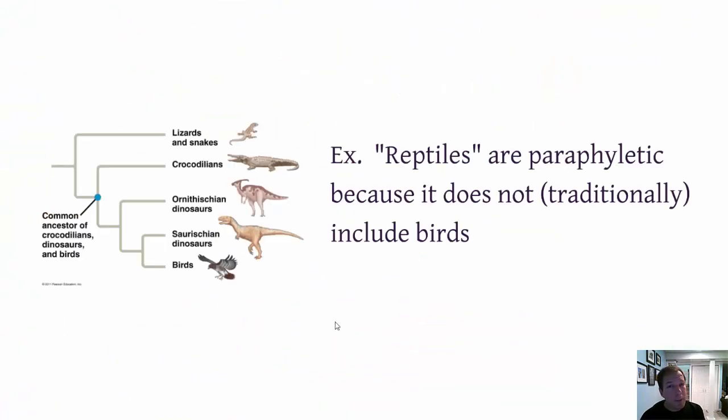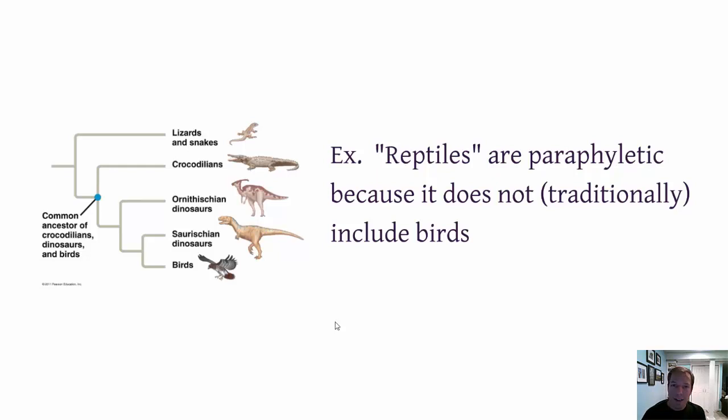The classification of reptiles and birds can give us an example of how cladistics can change our understanding of living things and where they came from. Traditionally, reptiles and birds would have been put in separate groups. They don't share many obvious characteristics. Reptiles have scales, birds have feathers.